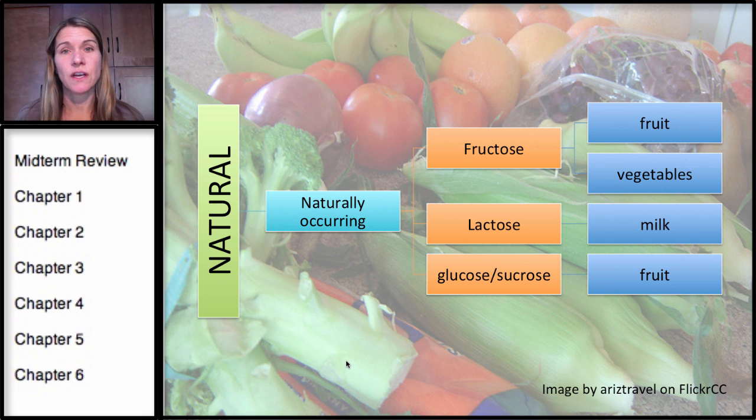Now, what about sugar? When we're talking about added versus natural sugars, remember that a naturally occurring sugar is going to be what occurs in a whole food in nature. Fructose, as in fruit and vegetables, lactose in milk, and then you'll get some glucose and sucrose in fruit. Honey does occur in nature, but it's still 99% sugar. So it's important to know that when you take that and add it to food, we consider it an added sugar.